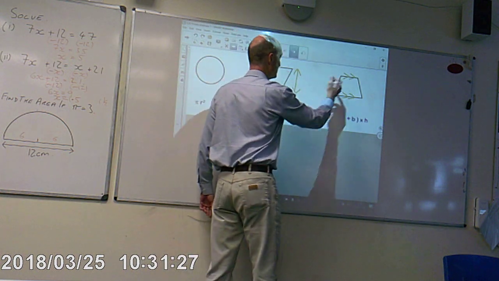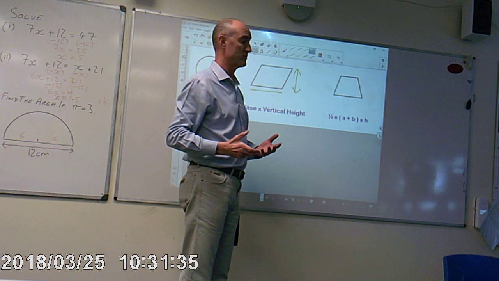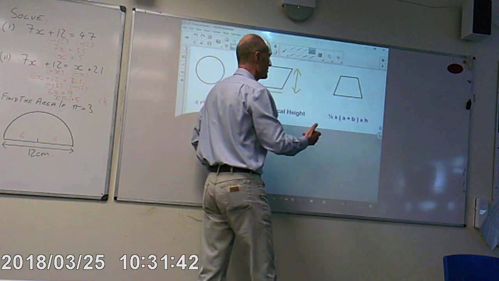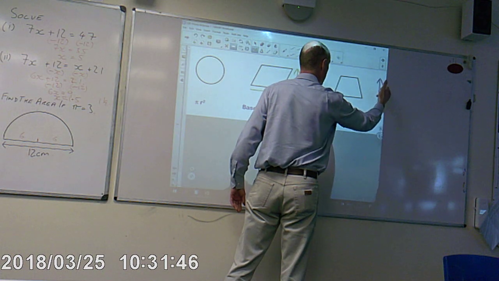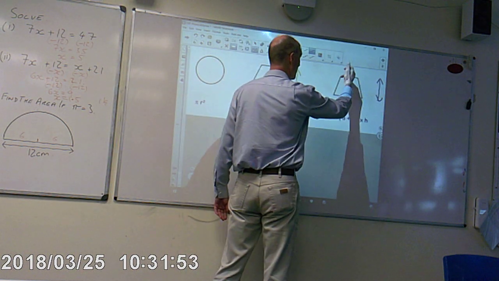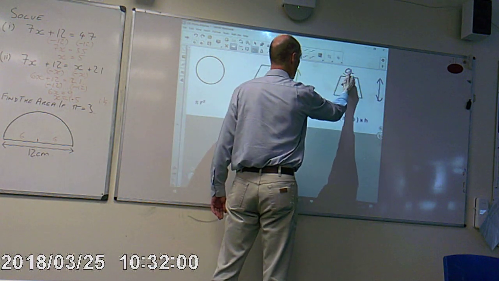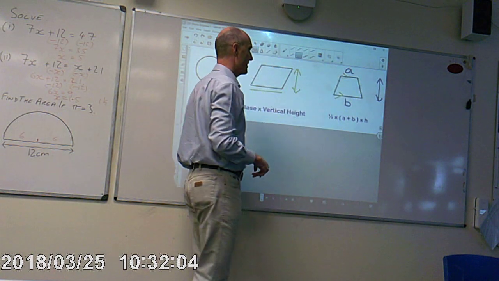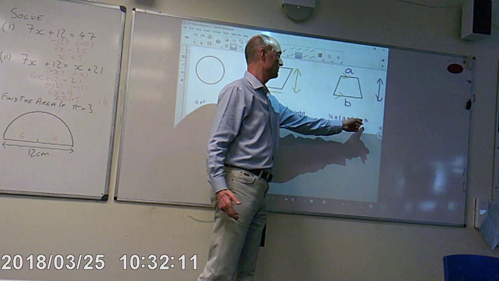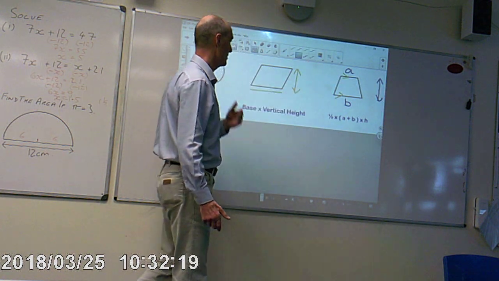Trapezium. It looks quite a complicated formula, but hopefully you've seen this before. It's a half multiplied by a plus b inside a bracket multiplied by h. Well, h is quite easy to explain. H is the vertical height again. So it's this vertical height for a trapezium. That's what we're interested in. The a and the b are the lengths of these parallel sides. So these two sides are parallel. You need to add those sides together, that's your a and your b, times it by half, divided by 2, and multiply it by the vertical height. Again, not the sloping height, but the vertical height.